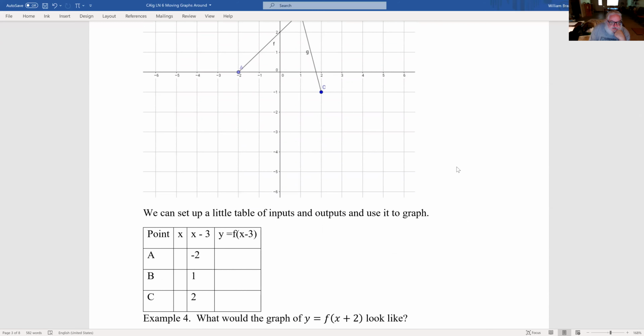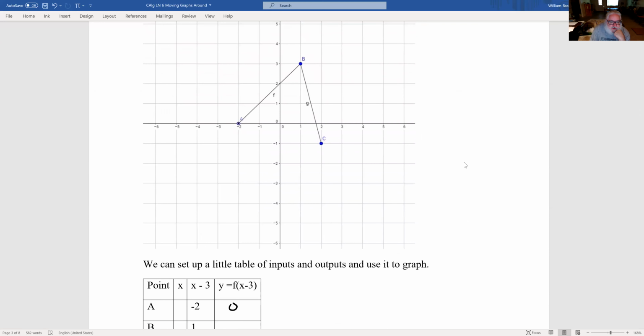We know that if our x -3, we want f of x -3. If our x -3 is -2, right? What do you get when you plug -2 into this function? Well, from the graph, you know that -2 plugged into the function gives you 0. And what do you get when you plug 1 into the function? Well, you get 3, because that's the point B.